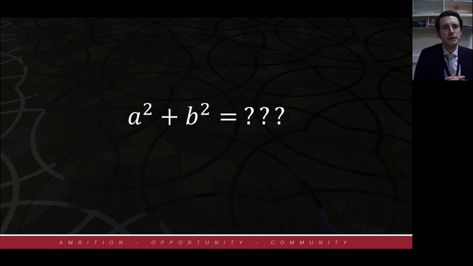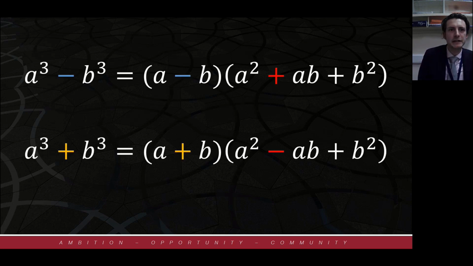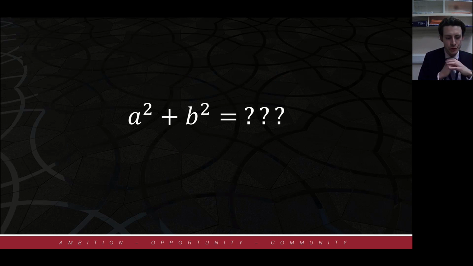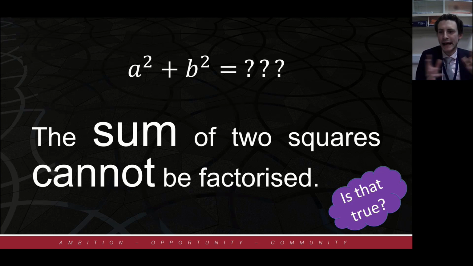I think it leads to a natural question now. If we know that we can factorize the difference of two squares from GCSE, and if we've just seen that we can factorize the difference of two cubes and the sum of two cubes, is it reasonable to assume that we should also be able to factorize the sum of two squares? And very often at A level, if you don't go on to study complex numbers, you'll be told this fact, that the sum of two squares cannot be factorized in the same way as we can for the difference of two squares. And the question is, is that really true?